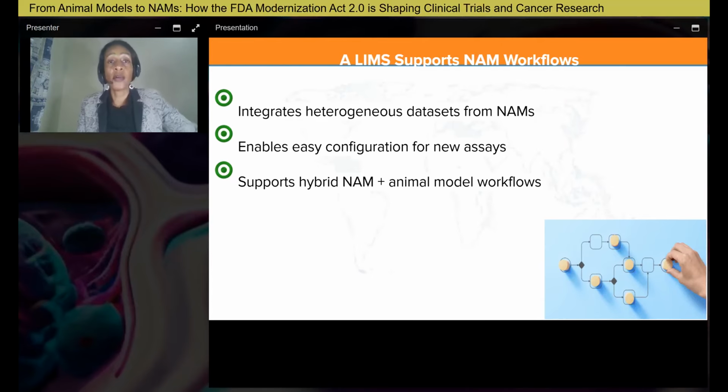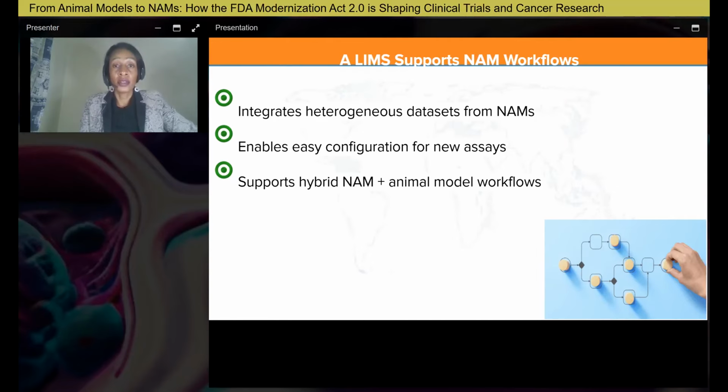So let's look at some of the ways in which a LIMS supports NAM workflows. And the first one is that with a robust LIMS, your lab should be able to integrate heterogeneous data sets from the different NAMs that you have adopted.